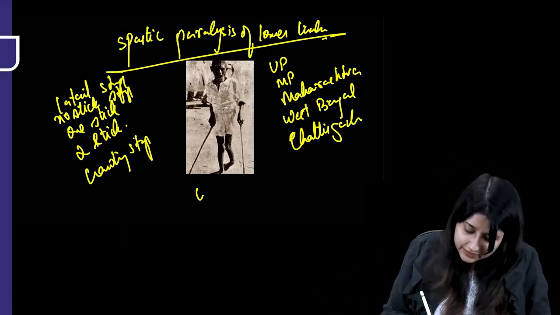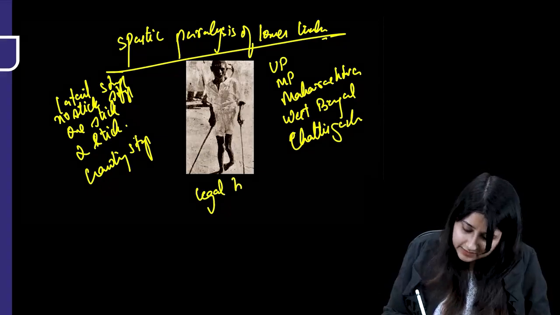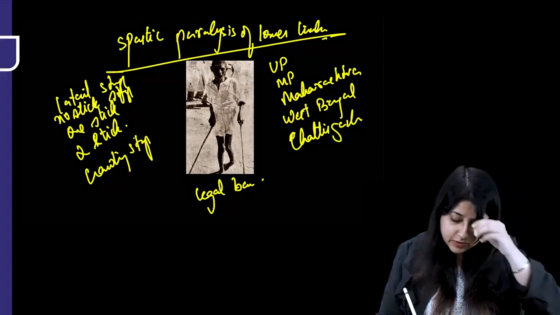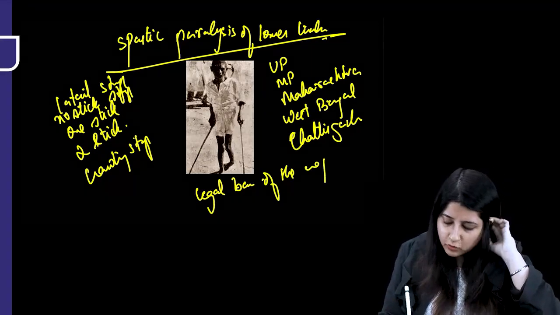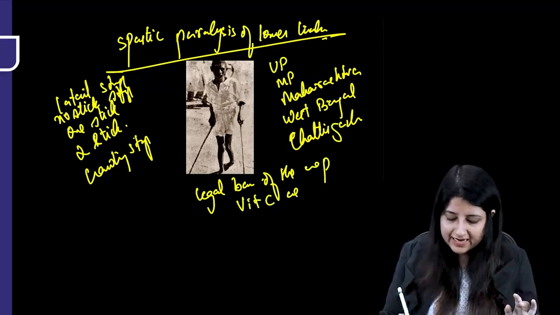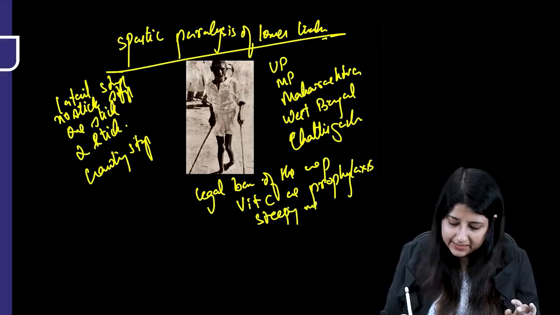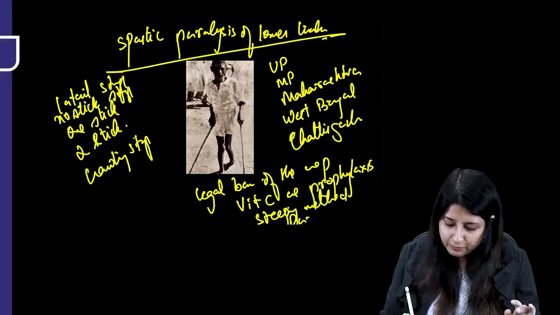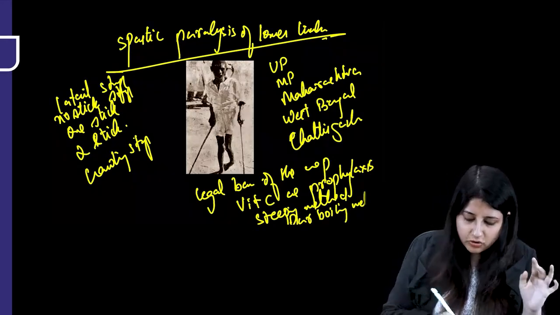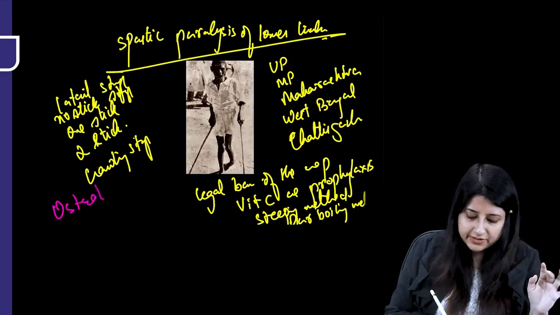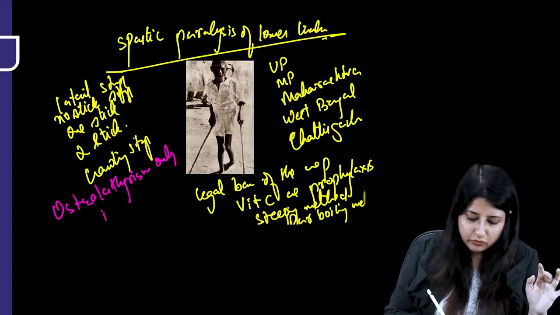Now we had banned the crop. A legal ban was placed on the crop. Other than that, what was used? Vitamin C as prophylaxis. Then the steeping method as well as which method? Parboiling method. Remember one more thing, osteolathyrism is not reported in humans. Osteolathyrism is only in animals. So this could also come as your MCQs.